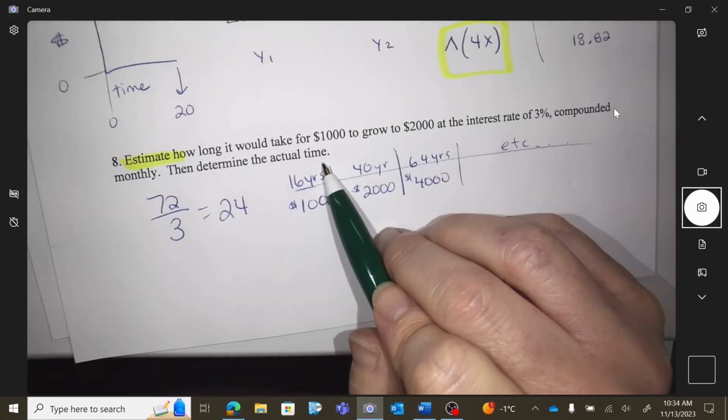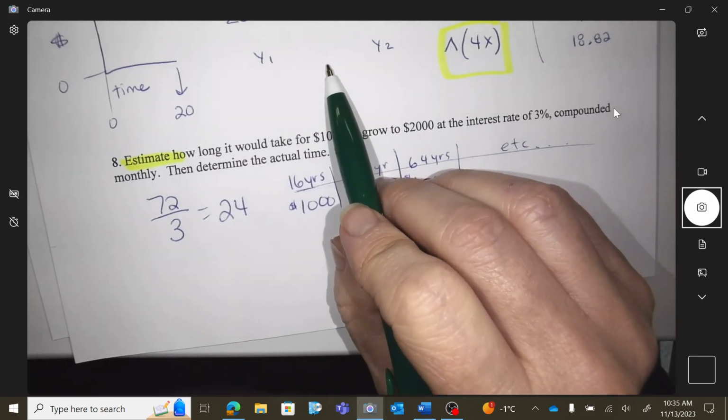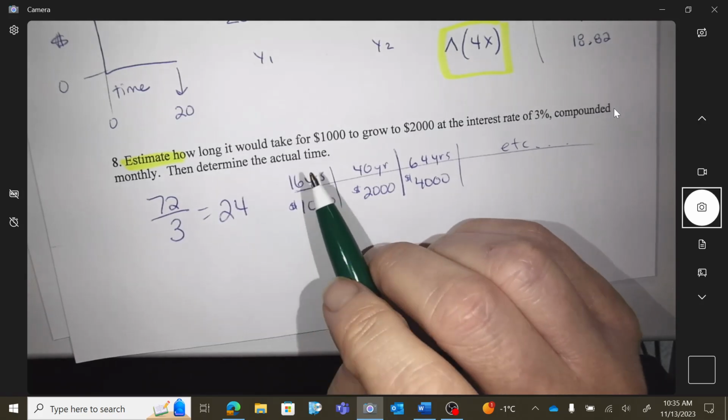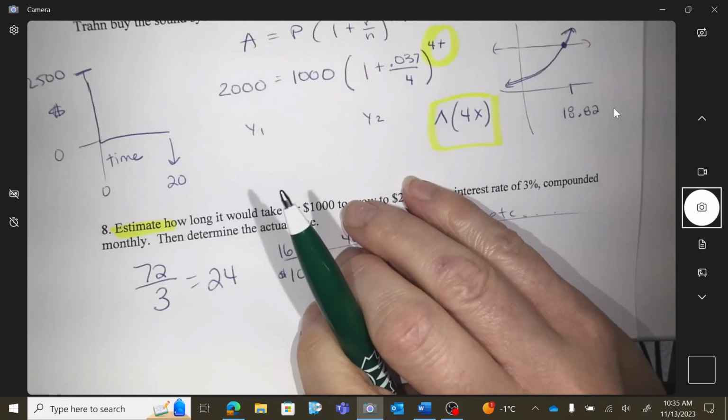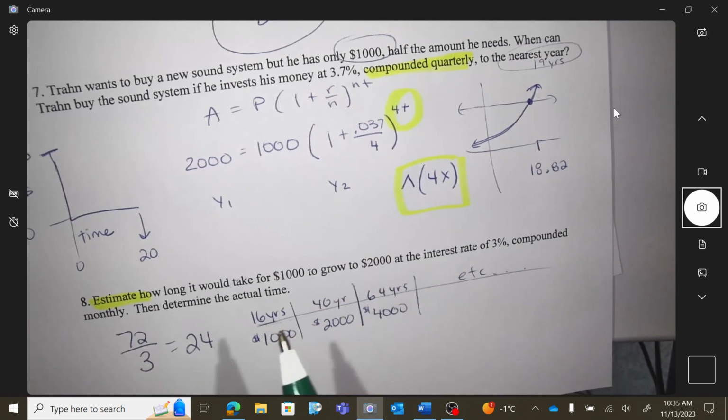Determine the actual time. We actually just did a question exactly like this. So are you guys okay if we skip it? Yep. Determine the actual time. What are you doing? Boom. Y1, Y2, right? Exactly what we just did.